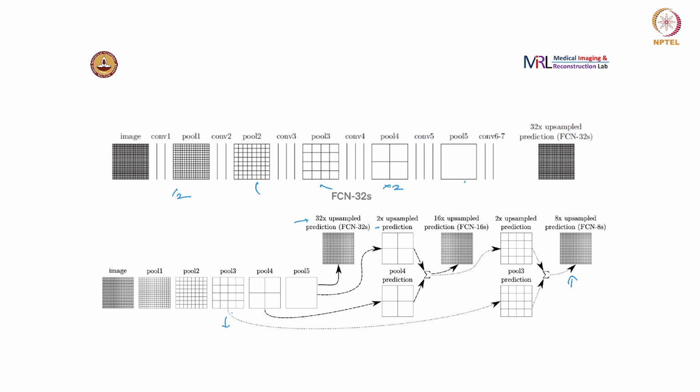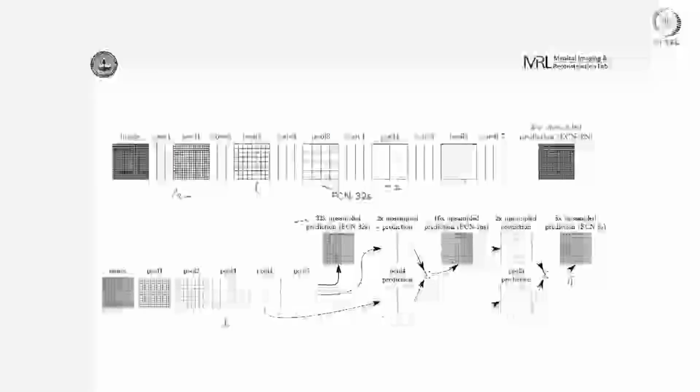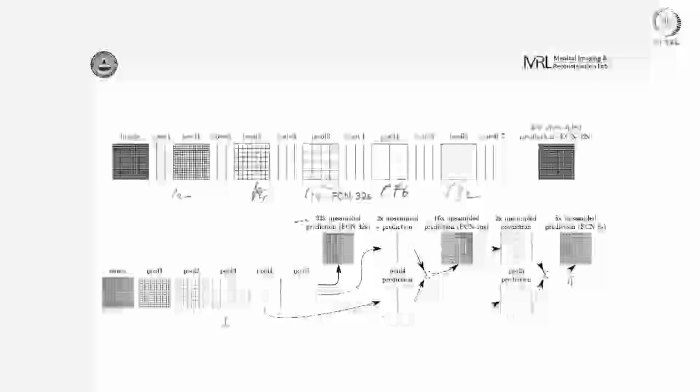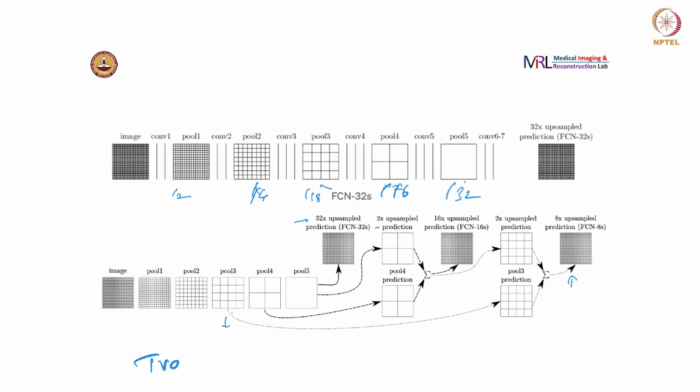Now, when I say upsampling, I'm taking this pool 5 layer; say this is a factor of 2, this is a factor of 4, this is a factor of 8, 16, and here is a factor of 32 reduction in size. How do I upsample it? How is this done? This upsampling is accomplished by what we call transposed convolutions.